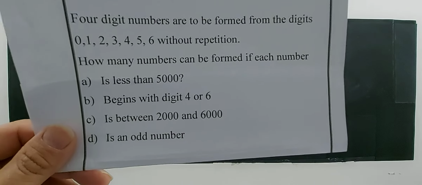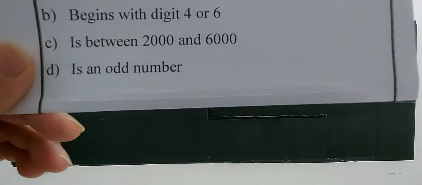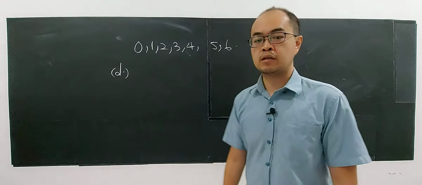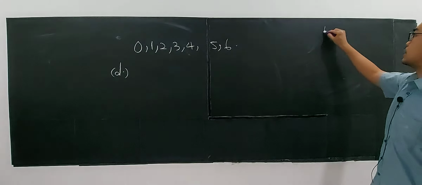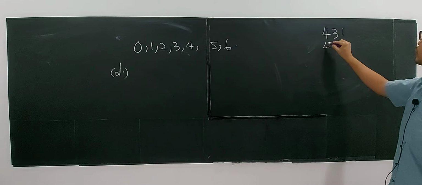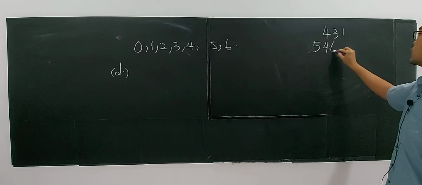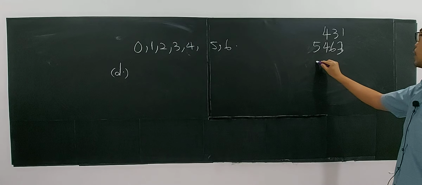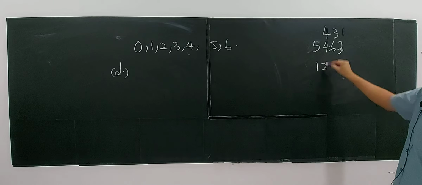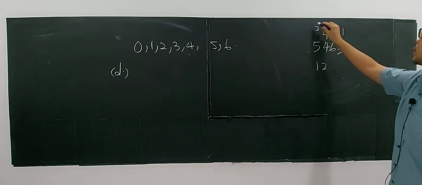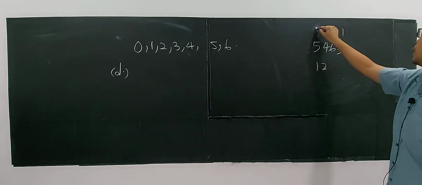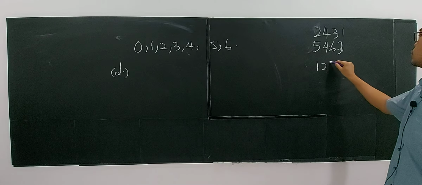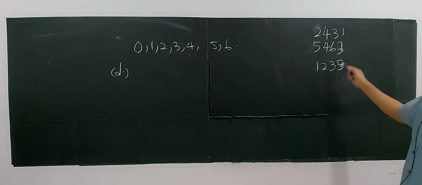So the 4-digit number is an odd number. D is an odd number. So usually, what is an odd number? You have to understand the meaning of odd number, right? So odd numbers, let's say 431, 45, 461, 3, 12, 3, 2431. Let's say 1235. All of these are odd numbers.